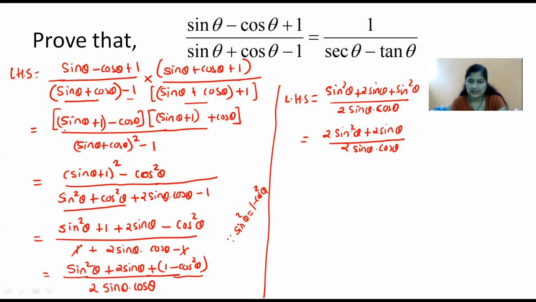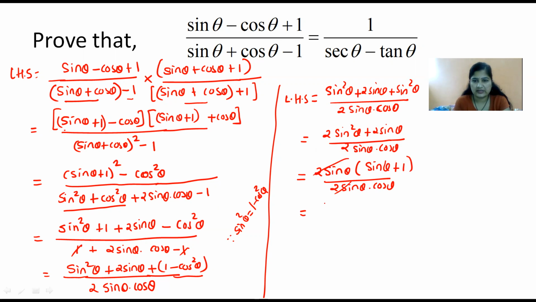Now I can cancel out one sin theta throughout the numerator and denominator, or we can take 2 sin theta as common. So the remaining term is sin theta plus 1 upon 2 sin theta cos theta. So 2 sin theta will get cancelled. So this is 1 plus sin theta upon cos theta. So I can write this as 1 upon cos theta plus sin theta upon cos theta. This is sec theta plus tan theta.